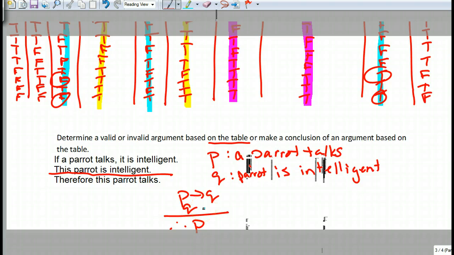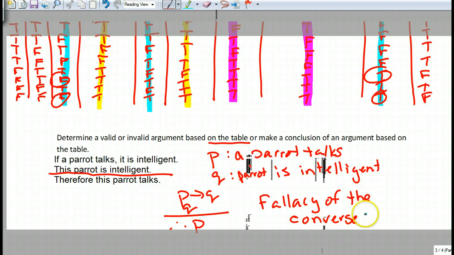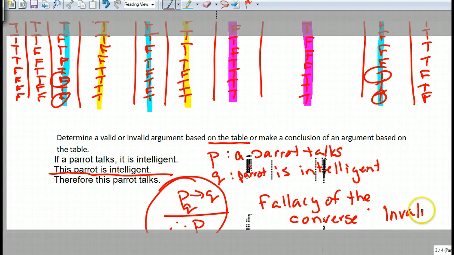Do you guys remember what that was called from that half sheet of paper that I gave you? There were 4 valid and 4 invalid. This one is called the fallacy of the converse. So on your test, there's a section that uses this table. What you need to do is, first of all, be able to write it in symbolic form, and then if it matches one of them, write the title of it, fallacy of the converse, on there. So it's invalid. This table is on the test.